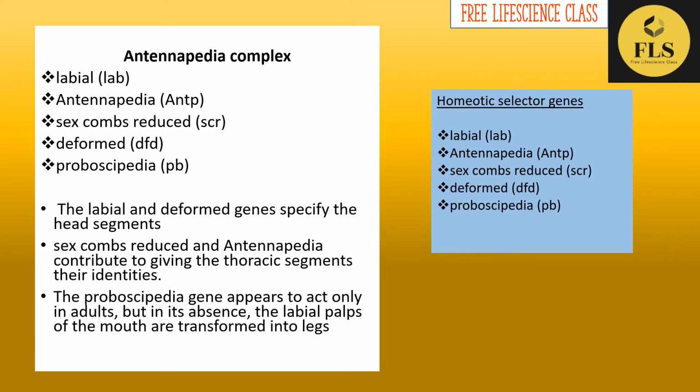So what is the Antennapedia complex? We have seen that the homeotic genes are found in two regions of chromosome number 3. Here the first region is the Antennapedia complex, where you can see labial, Antennapedia, sex combs reduced, deformed and proboscipedia. What are the functions of these genes? The labial and deformed genes specify the head segments, and the sex combs reduced and Antennapedia contribute to giving the thoracic segments their identities.